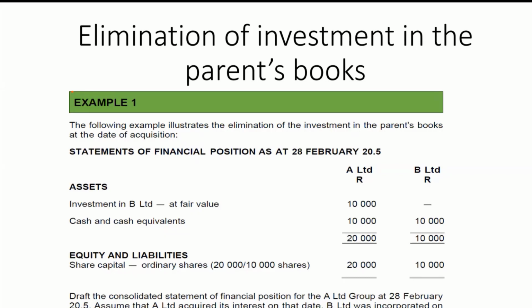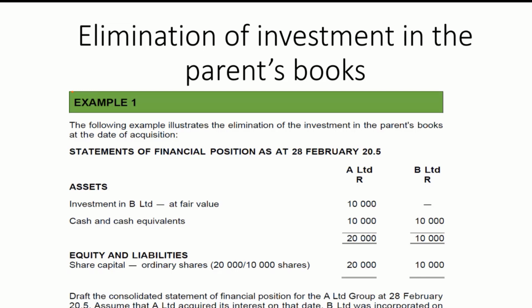So we combine everything. We also combine share capital. We combine 20,000 with 10,000. We get 30,000. So in the group, in our consolidated financial statement, the first step is that we have investment in B of 10,000, cash and cash equivalent of 20,000, and share capital of 30,000. That is the combination, first step.